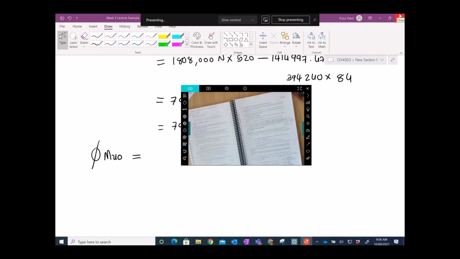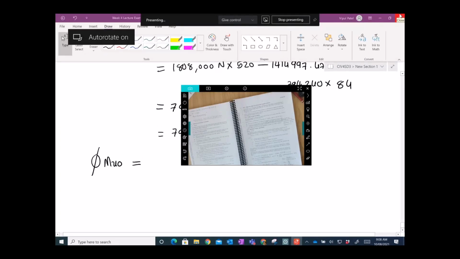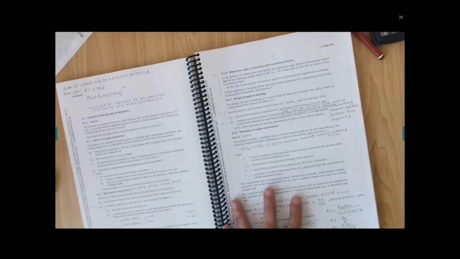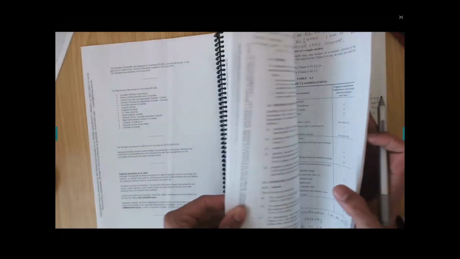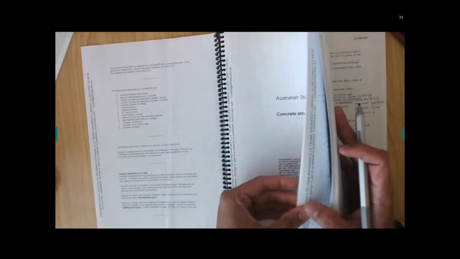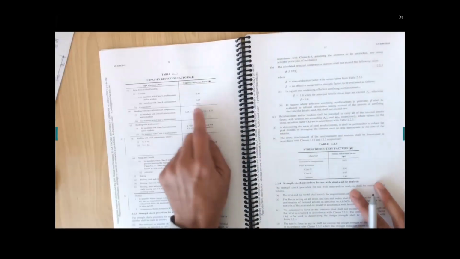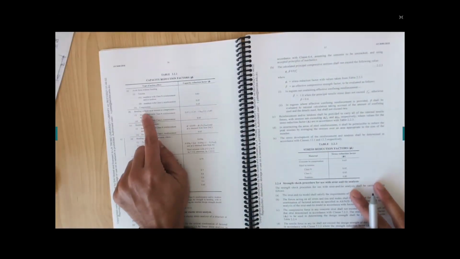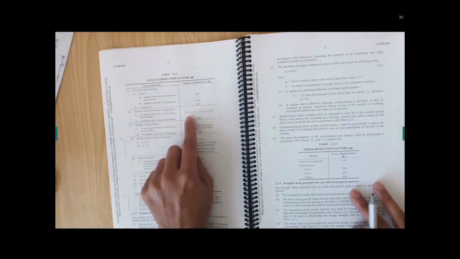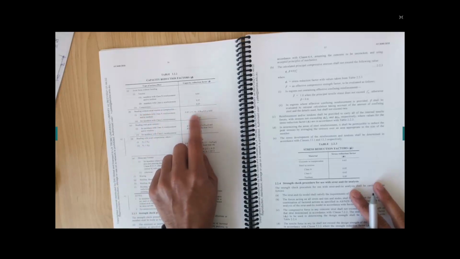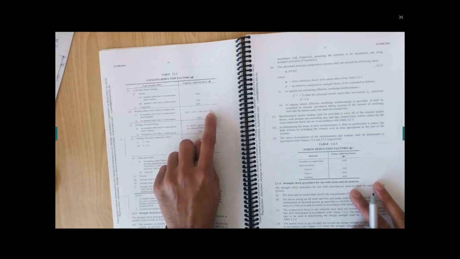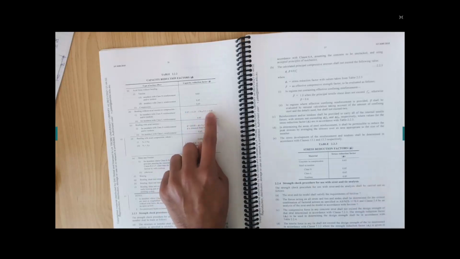So the capacity factor that we want to take is this one. If you go back to the start of Table 2.2.2 in the standards, you have a capacity factor for bending without axial tension and compression. You have the capacity factors between these. So basically you take 0.85 when Ku is greater than 0.36.